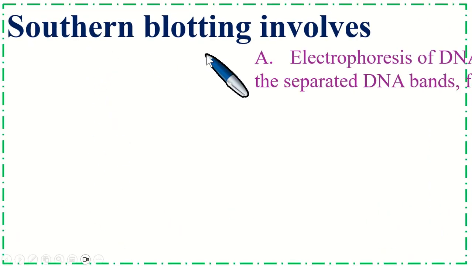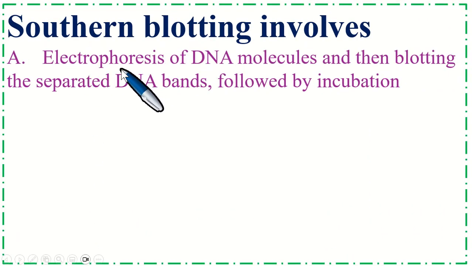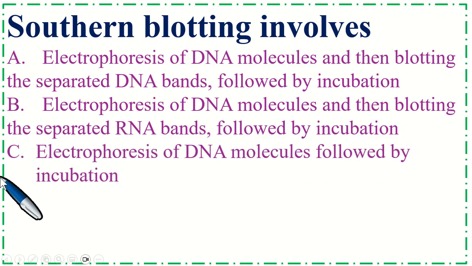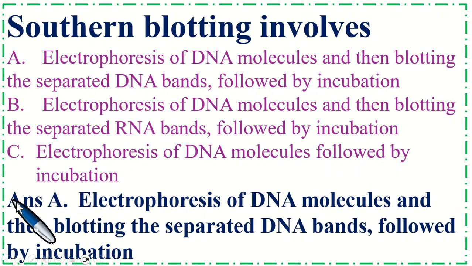Southern blotting involves option A, electrophoresis of DNA molecules and then blotting the separated DNA bands followed by incubation. B, electrophoresis of DNA molecules and then blotting the separated RNA bands followed by incubation. Option C, electrophoresis of DNA molecules followed by incubation. So the correct option is A. Electrophoresis of DNA molecules and then blotting the separated DNA bands followed by incubation.